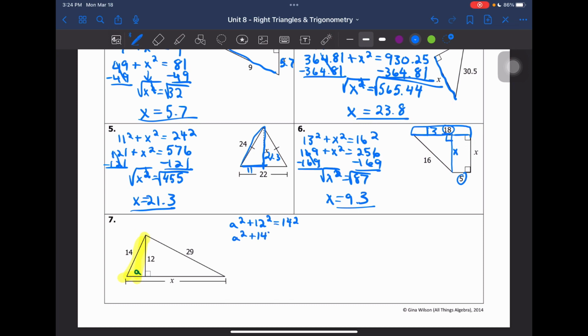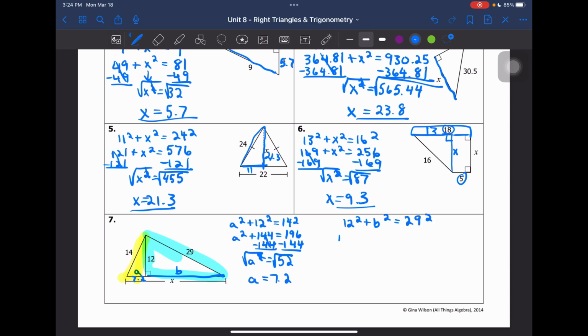So 12 squared is 144, and 14 squared is 196. I can subtract to simplify. 196 minus 144 would be 52. And then I can square root that. So A is about 7.2. And now I can treat this other leg over here as like my B. So I'm now going to apply the Pythagorean theorem to the triangle on the right, which means I can write something like 12 squared plus B squared equals 29 squared.